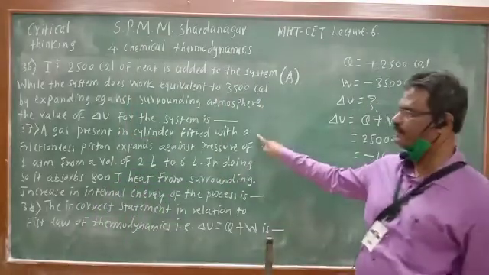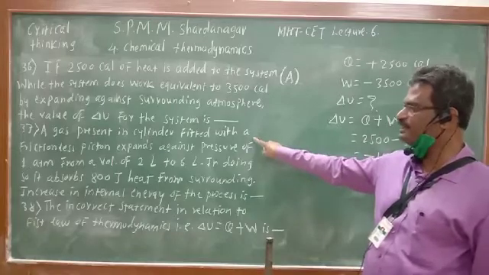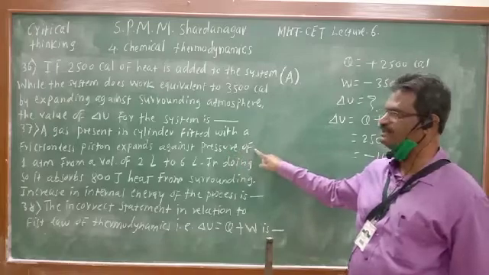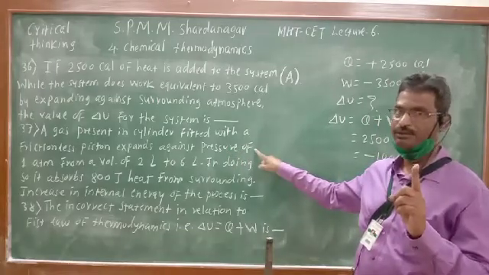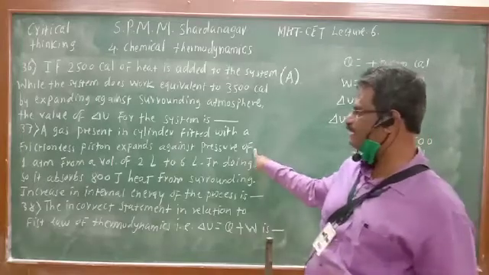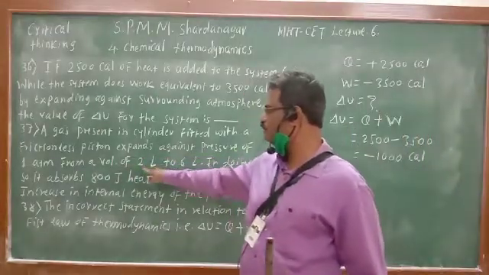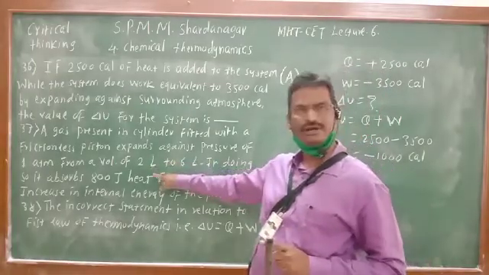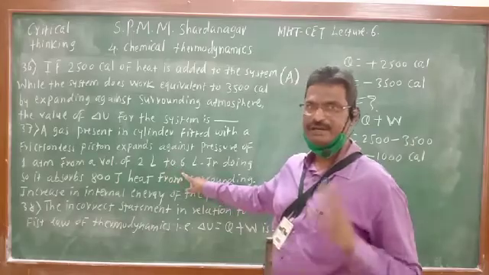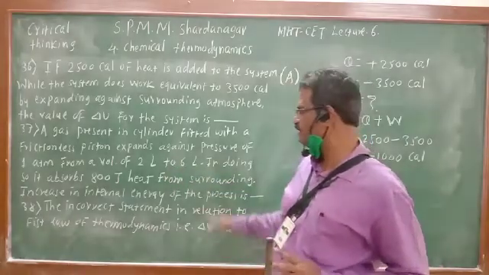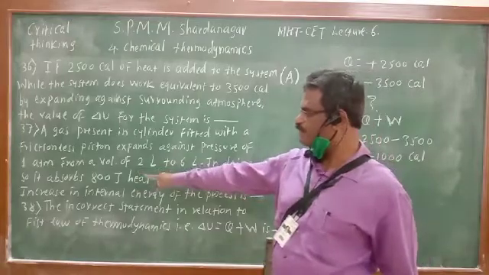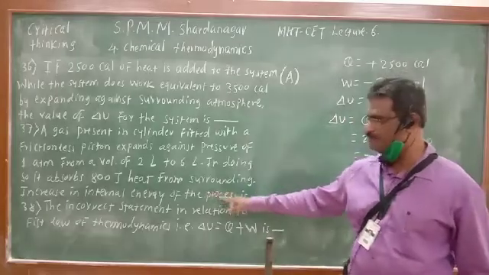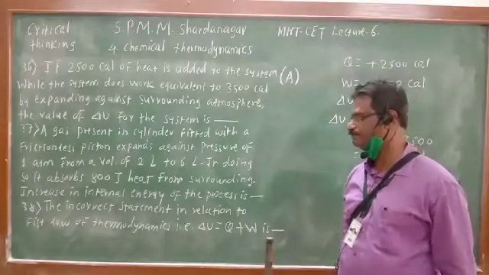Now question number 37. A gas present in a cylinder fitted with a frictionless piston expands against pressure. Expansion, so work done is negative. Against a pressure of 1 atmosphere from 2 liter to 6 liter. Expansion process. Initial volume 2 liter, final volume 6 liter. In doing that, it absorbs 800 joule of heat from the surrounding. Therefore, we have to calculate the increase in internal energy.